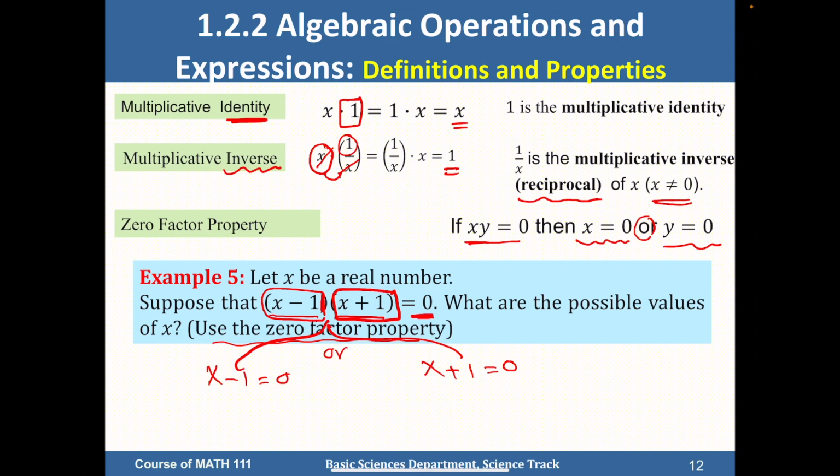Now we use what we learned. What is the inverse of -1? The inverse of -1 is 1, so x equals 1. And here also you can ask yourself, what is the inverse of 1? The inverse of 1 is -1. So the possible values of x would be 1 and -1.